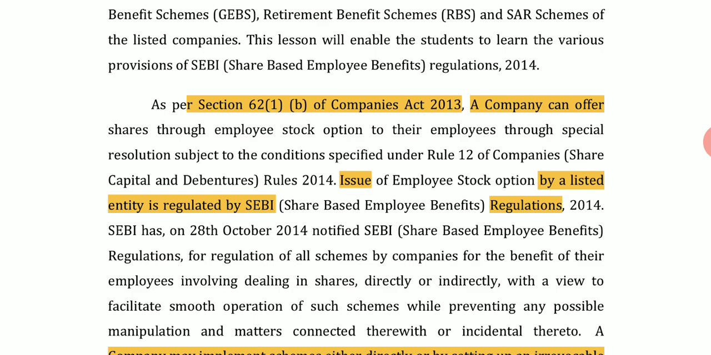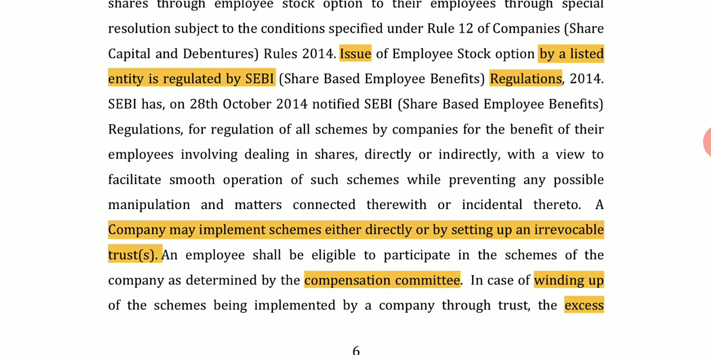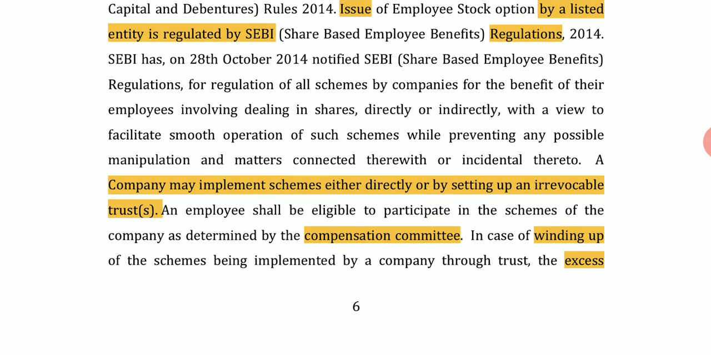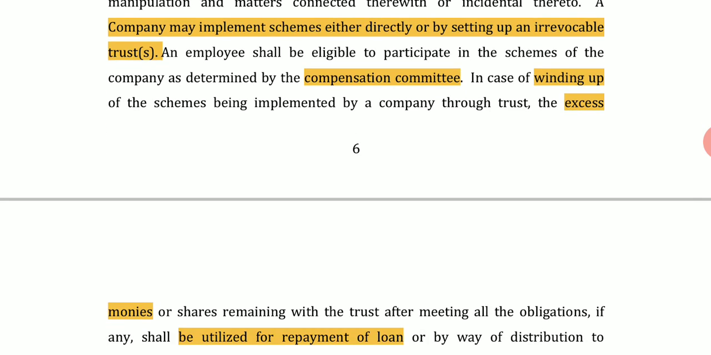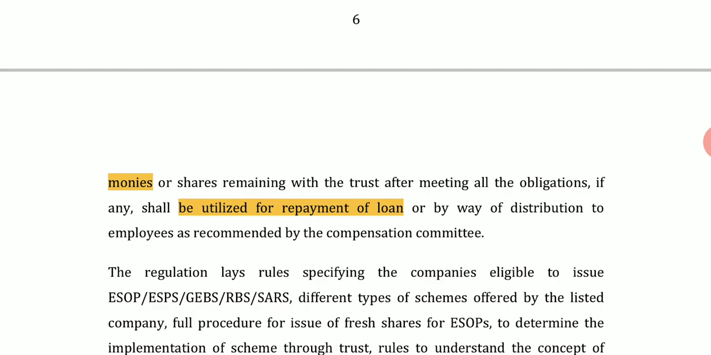The section which enables this under the main act is the Companies Act, Section 62(1)(b), which says that a company can offer shares through employee stock option to its employees through a special resolution, subject to the conditions specified in Rule 12 of the Companies Rules 2014. The company can implement these schemes either directly or by setting up a revocable trust. A compensation committee inside the company determines which employees are eligible to participate in such schemes. And in case of winding up of the company, the excess monies are utilized for the repayment of the loan.